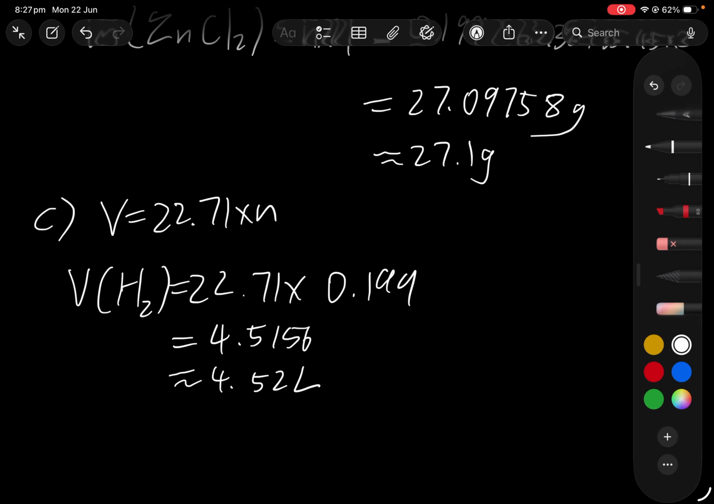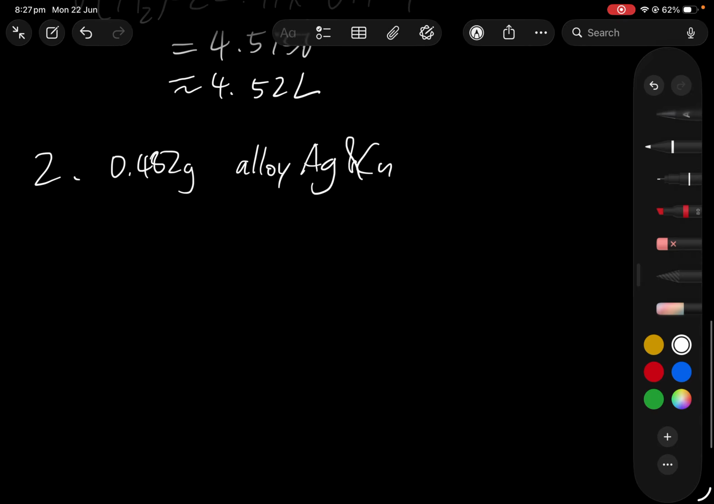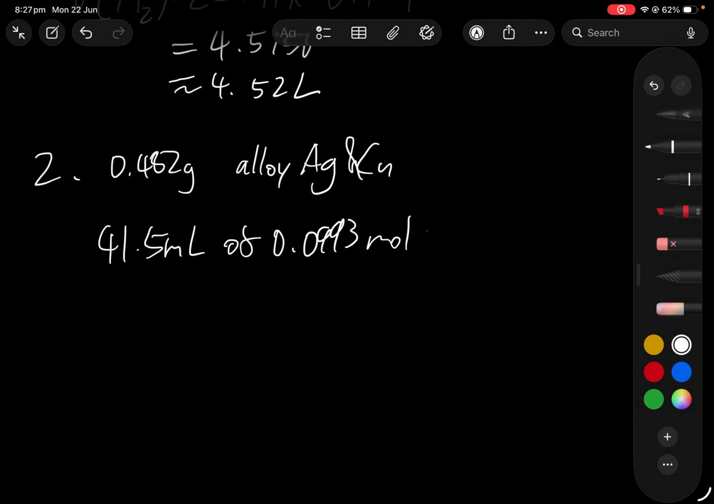Now we'll move on to the second question. It says a 0.482 gram sample of an alloy of silver and copper is dissolved in nitric acid. The resulting solution requires 41.5 milliliters of 0.0993 moles per liter sodium chloride solution for complete precipitation of silver ions. Calculate the percentage of silver in the alloy.